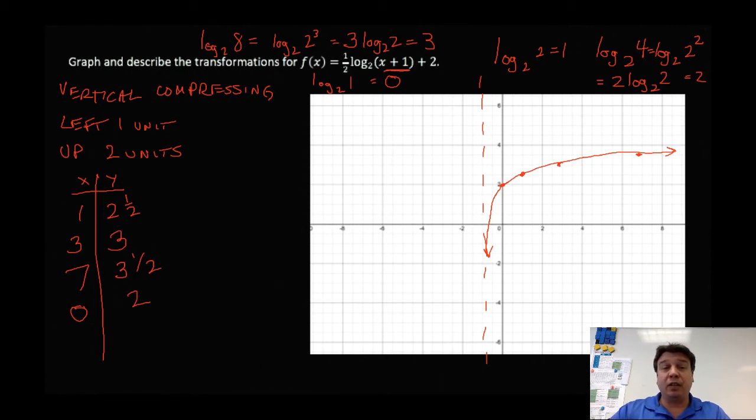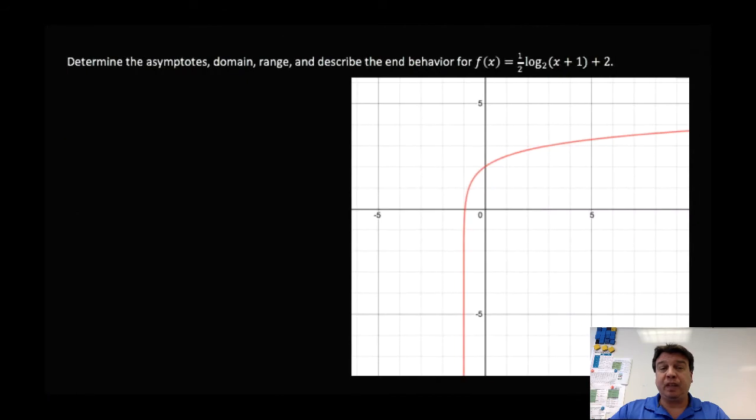All right, so let's take a look at another example. In this example, it's asking us to figure out the asymptotes, the domain, the range, and describe the end behavior. Now, we've already graphed this. That's what we did in the last example. I just zoomed in a little closer so it was easier to see. And here you can clearly see what our graph does and how we plotted it, and it was exactly the same.